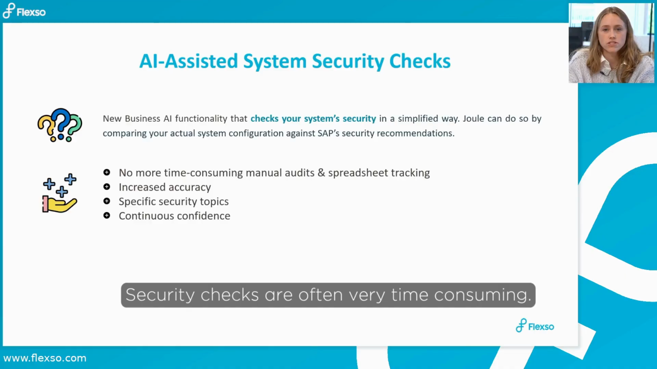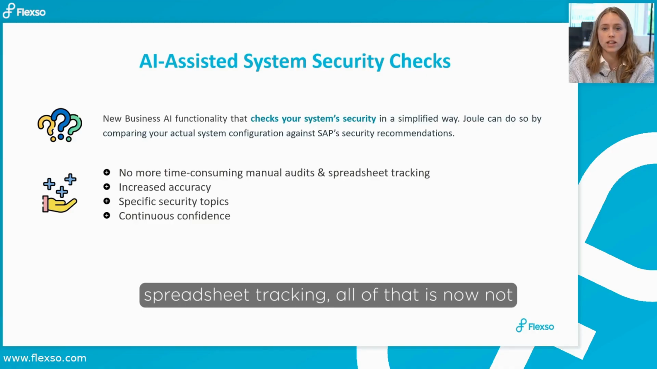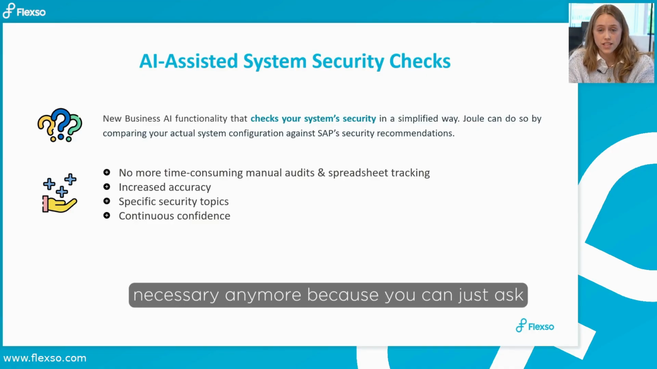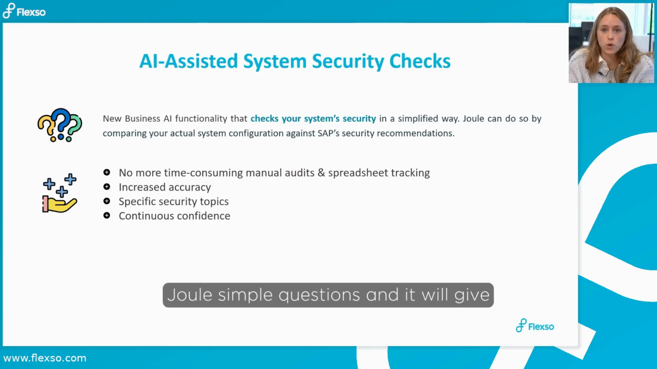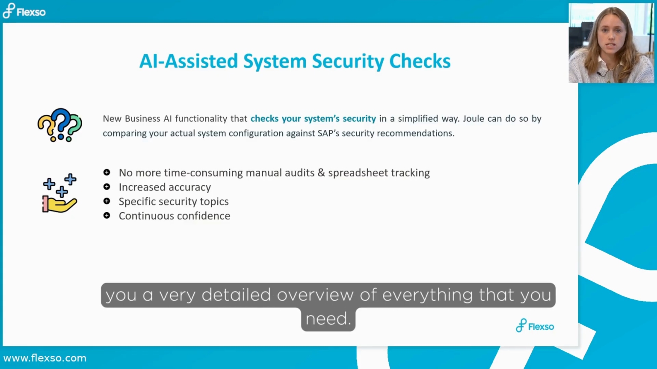Security checks are often very time-consuming: manual audits, spreadsheet tracking, all of that is now not necessary anymore, because you can just ask EULA simple questions and it will give you a very clear overview of where certain gaps are within your security system, etc. So it would also increase your accuracy, because often it's a lot of guesswork. Now EULA takes away the guesswork and it just gives you a very detailed overview of everything that you need.